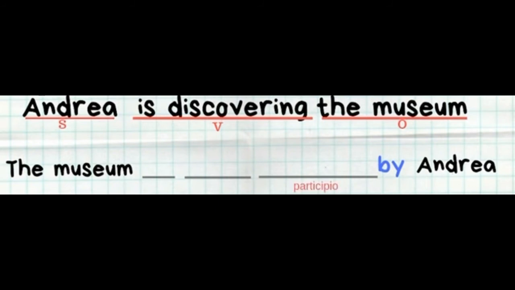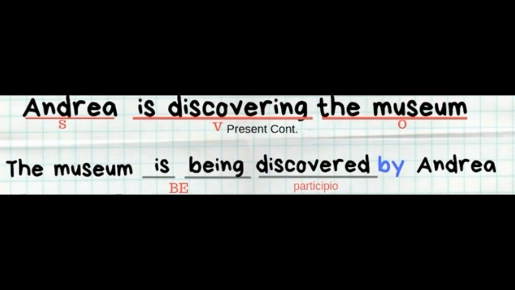In one, we have to add the verb. The verb discover, we have to change it to past participle, discovered. In the same way that we changed the verb to be in the other examples, we are going to make the verb to be in ing form. That means for the museum, we have to add third person, so we are going to add is, and the verb has to be in ing form: being discovered by Andrea.